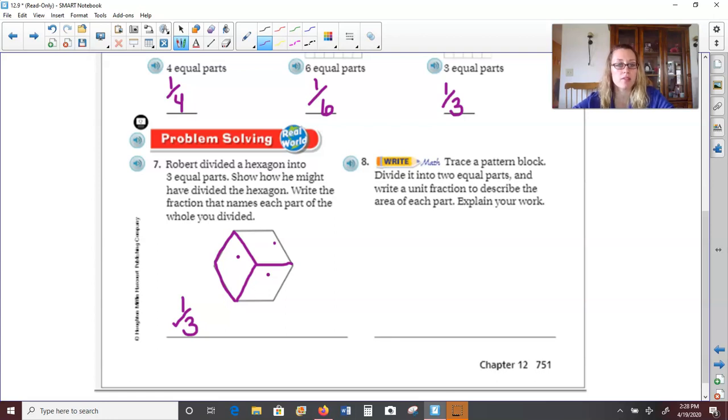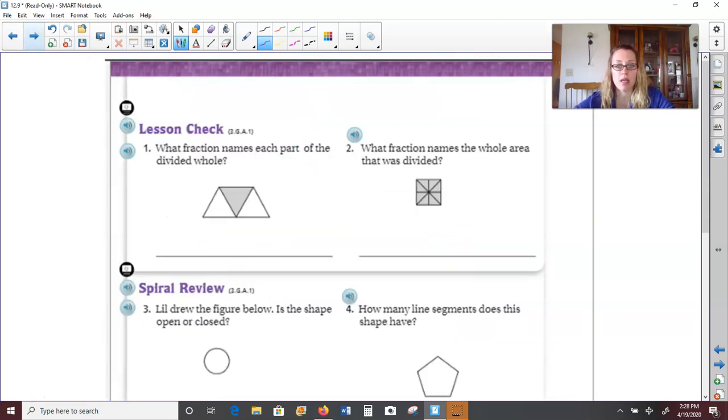On number 8, they wanted us to practice tracing a pattern block, dividing it into 2 equal parts, and writing a unit fraction to describe the area of each part. We don't have pattern blocks, but you might just draw a polygon shape. You could draw a square, a rectangle, a rhombus, a triangle, a hexagon, a pentagon, whatever you want to draw. I just drew a quick rectangle and split it into 2 equal parts. And no matter what shape you split into 2 parts, your unit fraction is going to be 1/2 because you have 2 equal parts.